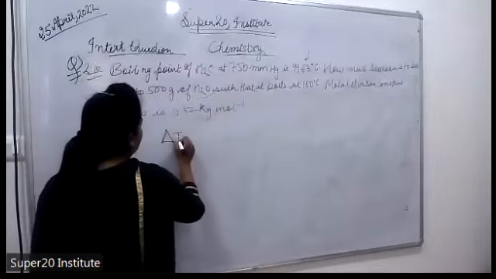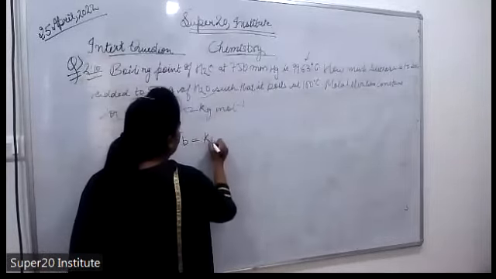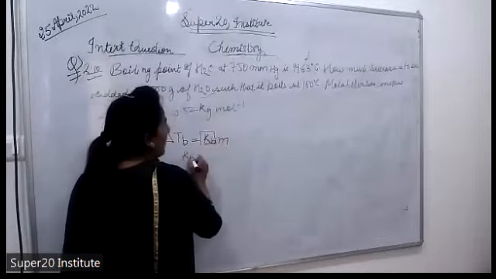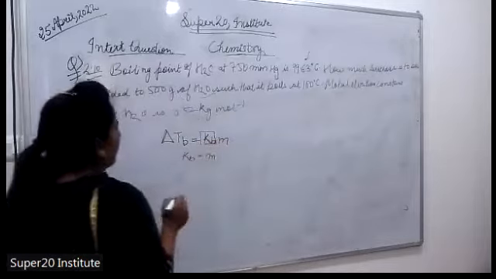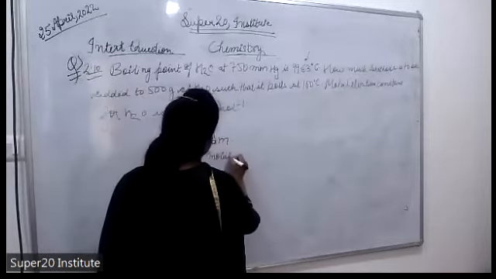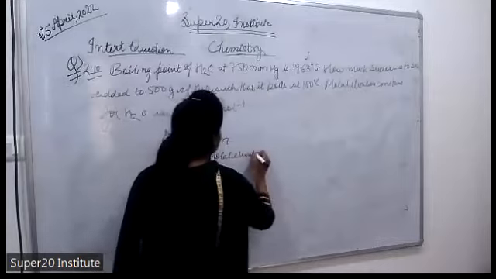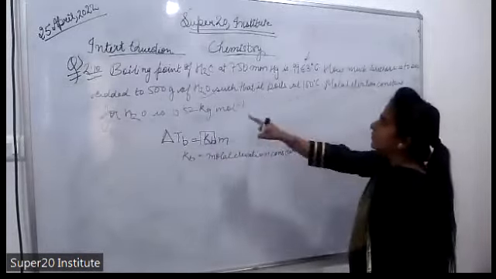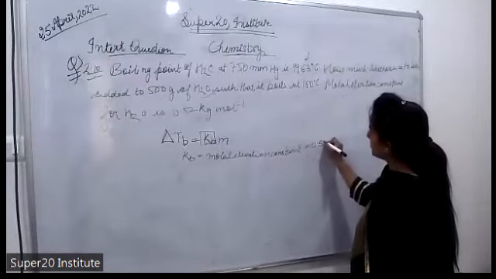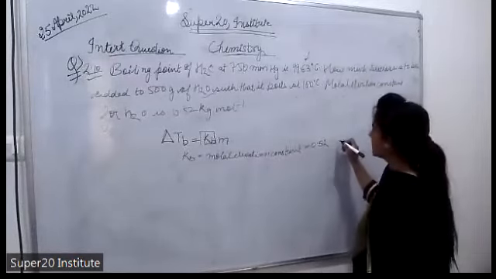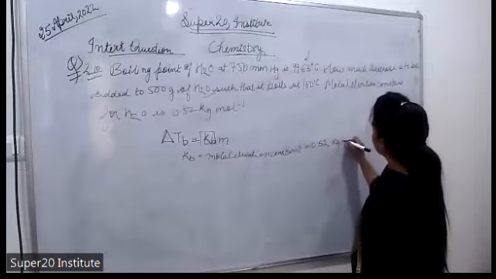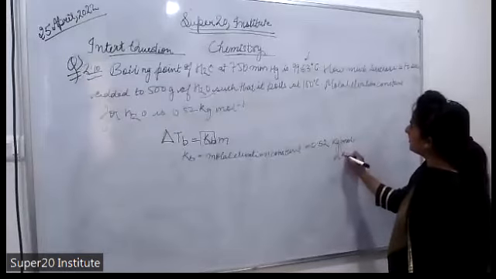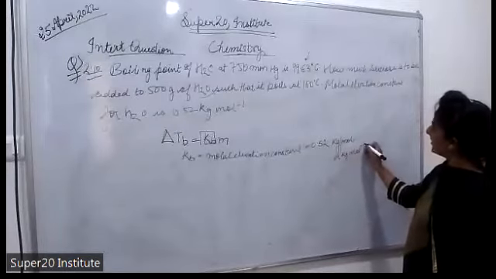तो वहाँ पे हमने क्या किया था? Delta TB will be equals to Kb into molarity. And what is Kb? Kb is molar elevation constant. So, what is this value? Here it is given that it is equals to 0.52 kg per mole. Okay. आप ऐसे भी लिख सकते हो and ऐसे भी ये similarly एक ही बात है.